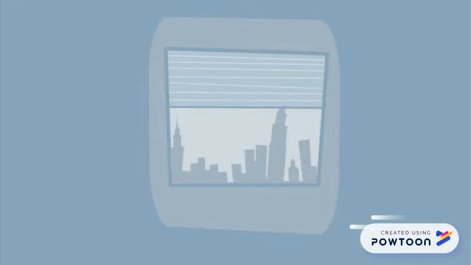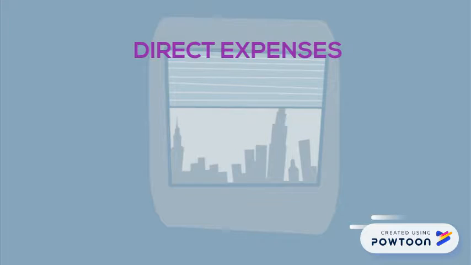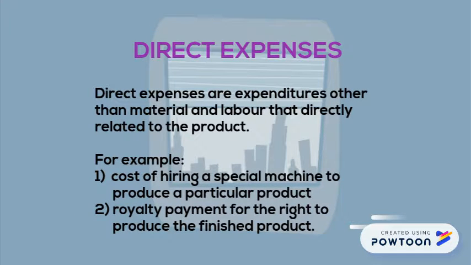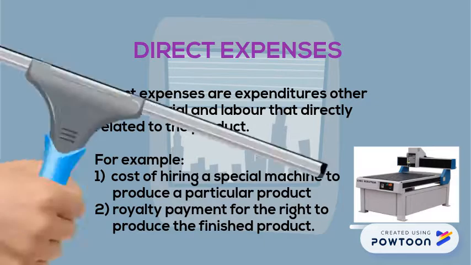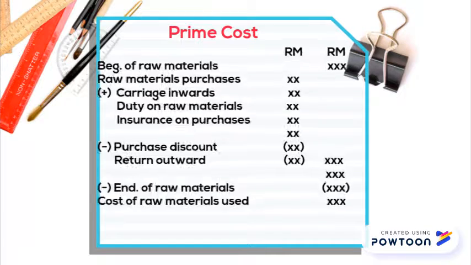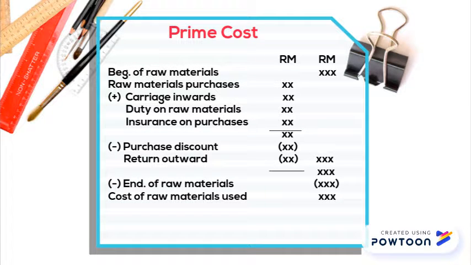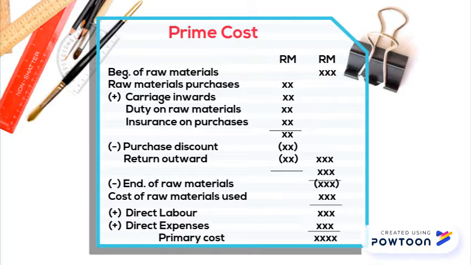The last item in prime cost is direct expenses. Direct expenses are related directly to the product that we produce. For example, we hire a special machine to produce a particular product. This is the full calculation of prime cost. You must remember that we must add all the direct material, direct labor, and direct expenses together.